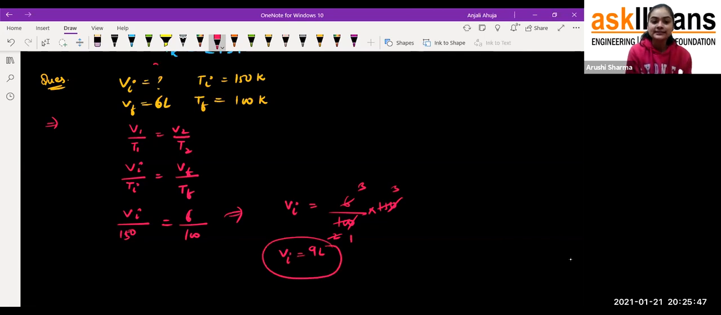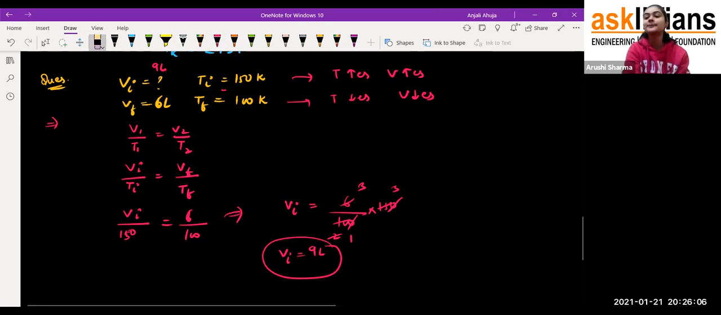So you can see it is 9 liter. When the temperature is increasing, the volume is also increasing, and when the temperature is decreasing, the volume is also decreasing. Exactly. So that's how you are going to solve these questions depending upon these laws.